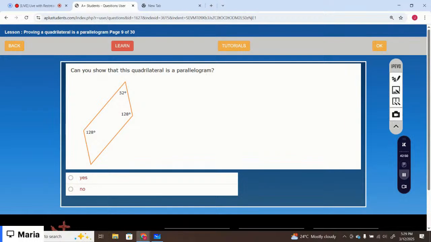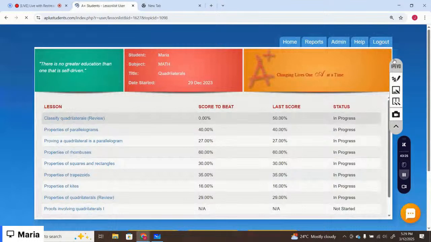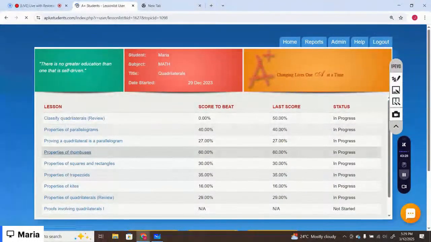Can you show that the quadrilateral is a parallelogram? Yes, it is a parallelogram. Okay, you can complete the lesson by yourself. It is really just a short lesson. Properties of rhombuses. Let's start with the lesson.